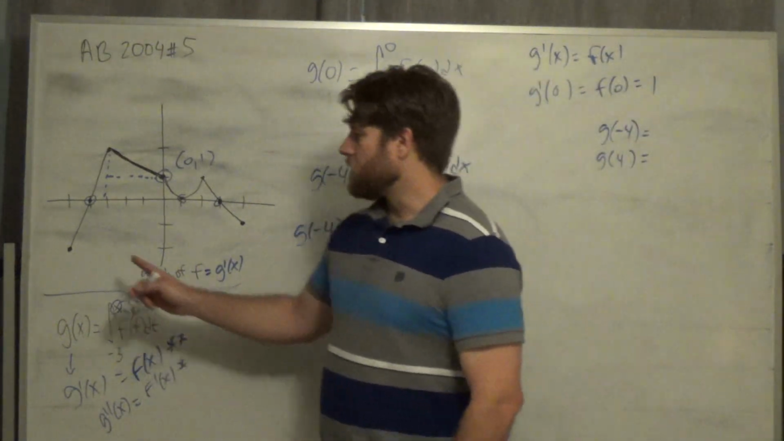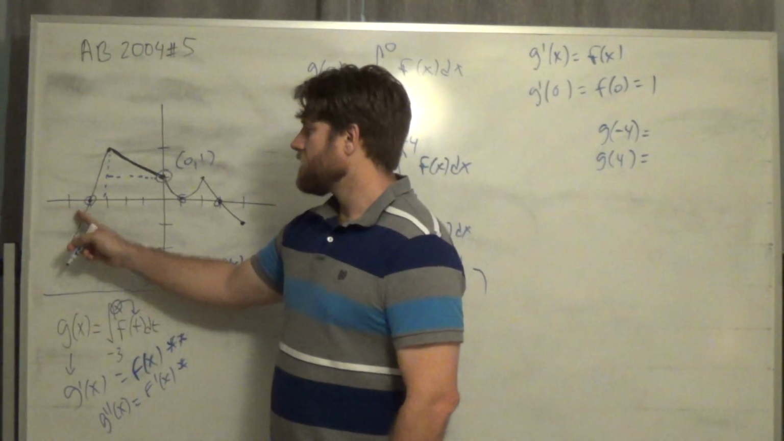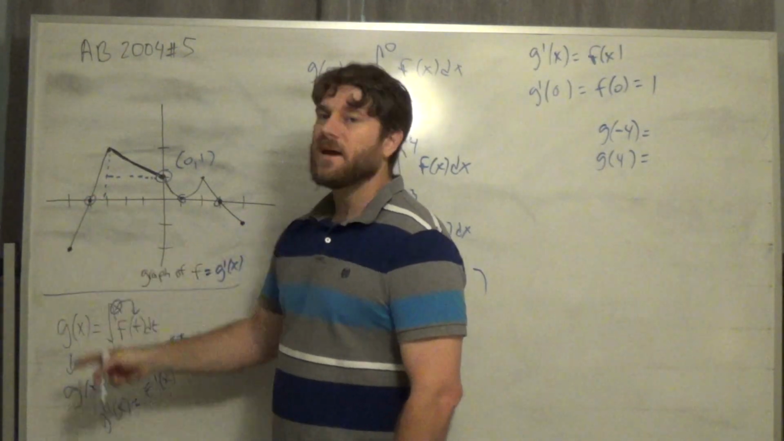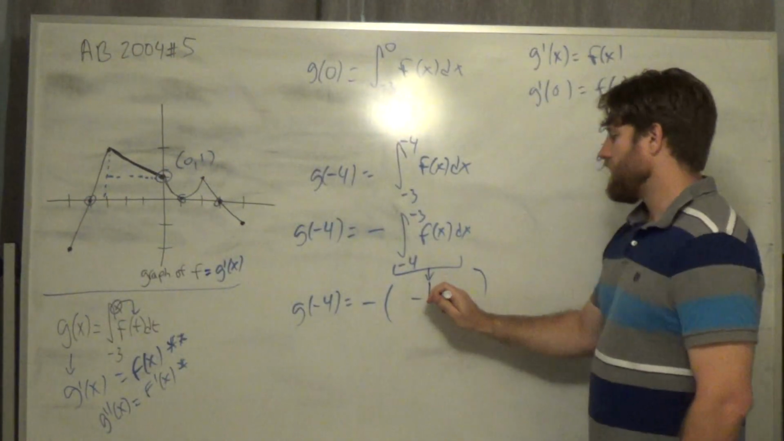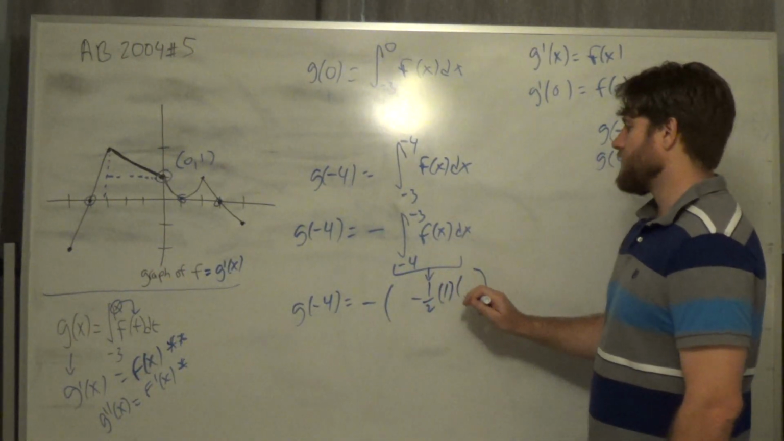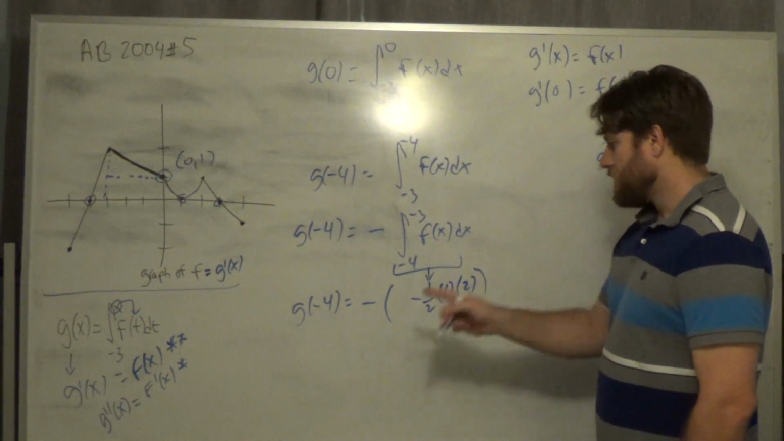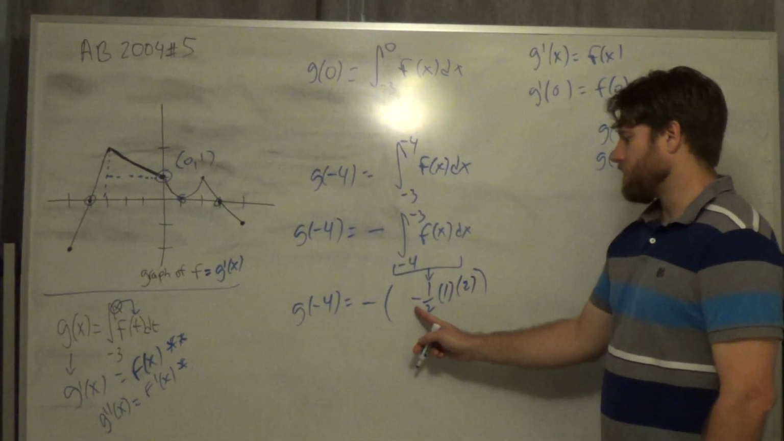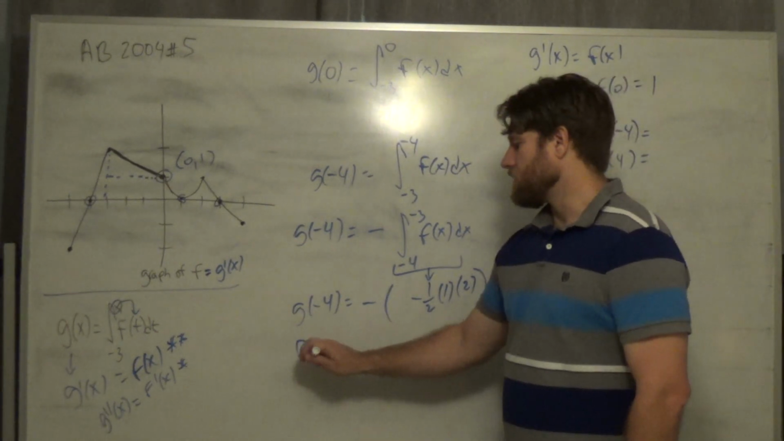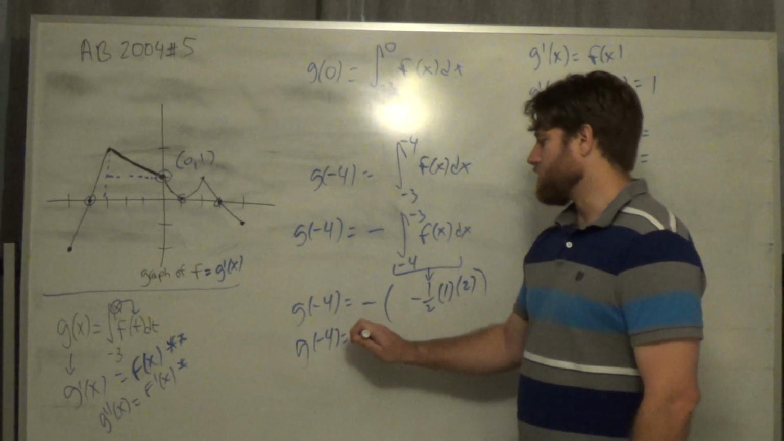And now, when I go to find this area here, I'm going to have to do 1/2 base times height. It's a triangle. So 1/2, the base is a 1, the height is a 2. So this negative and this negative are going to make a positive, and then this multiplies to give us 1. So we get g of -4 equals 1.